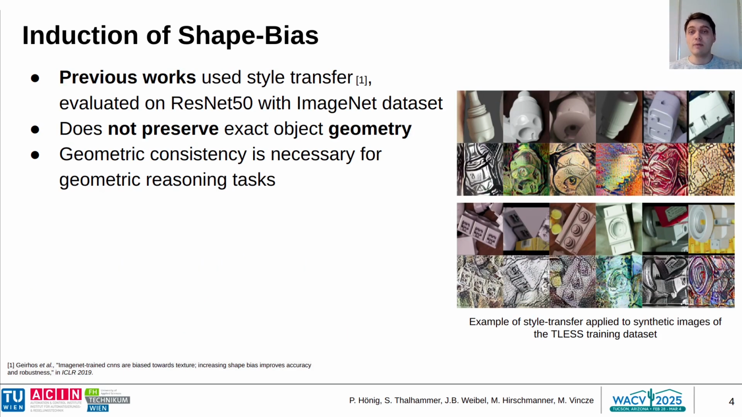So, when we talk about inducing a shape bias, one has to note the previous work of Geirhos et al., who showed improved classification after training a ResNet-50 network with a stylized version of ImageNet. However, this stylization does not preserve accurate object geometry, as it is shown by the example image on the right. Geometric consistency is, however, necessary for tasks where we do geometric reasoning, such as 6D pose estimation.